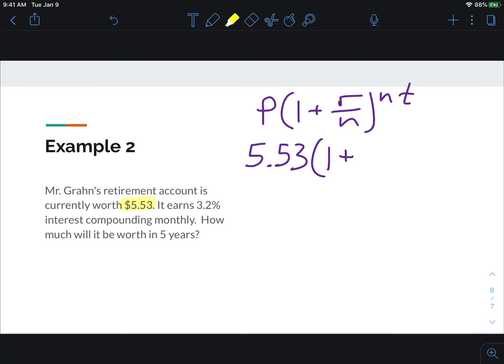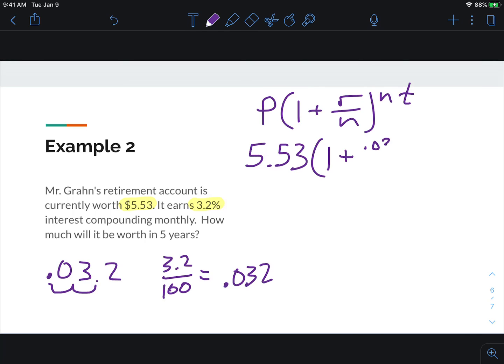The rate is 3.2, so I could either take that 3.2 and move the decimal place twice, putting a 0 in for any missing values there. Or I could do 3.2 over 100, enter that in the calculator, and I'd get 0.032. So 1 plus 0.032.